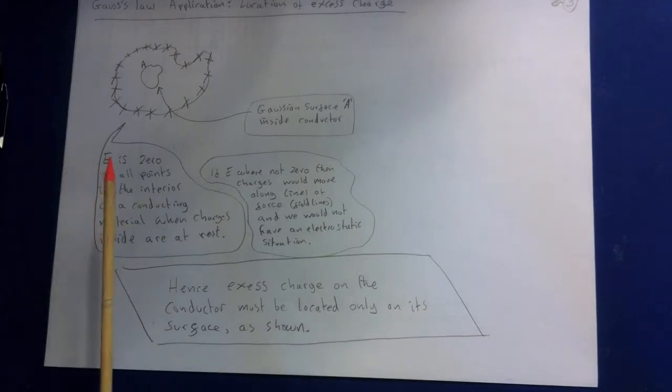Collapse this surface down to an infinitely small surface, still E will equal 0, so charge must be zero at that point. We can do that anywhere inside the conductor, so there can be no net charge at any point within the conductor. Thus, any excess charge on the conductor must be located only on its surface, as shown.